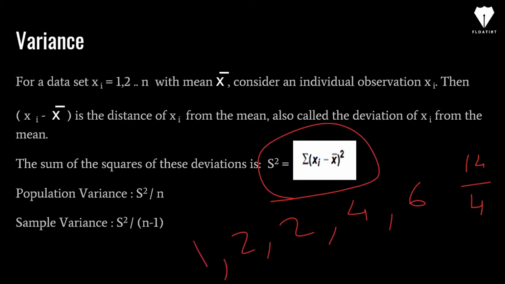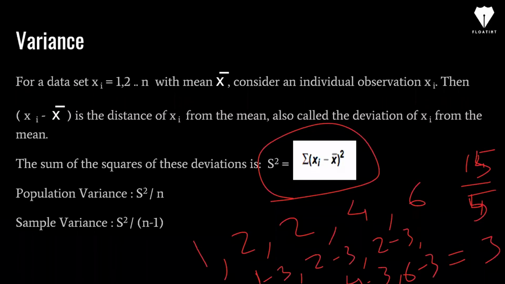Let's take one more and make it. So this is your data set. You have the sum as 15 and you have 5 elements. So your mean is 3, right? Now what you do is that you subtract the mean from each one of these values. So 1 minus 3, 2 minus 3, 2 minus 3, 4 minus 3, and 6 minus 3, right?